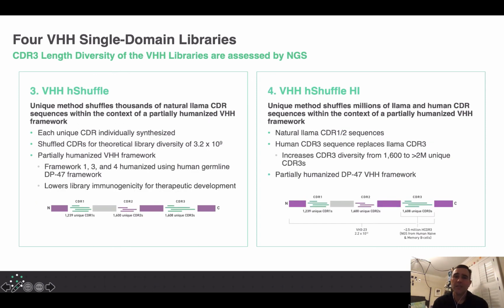The third library, we do the same exact thing, but in the context of a humanized VHH framework, so we call it our VHH human shuffle library. And then finally, we took that VHH human shuffle library one step further and replaced the CDR3 diversity derived from llamas with the Hyperimmune heavy chain CDR3 diversity oligo pool that I talked about before. This gives us a final library that has a humanized framework and human heavy chain CDR3s in the CDR3 register, with only llama CDRs in CDRs 1 and 2.